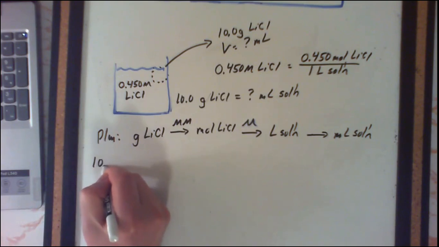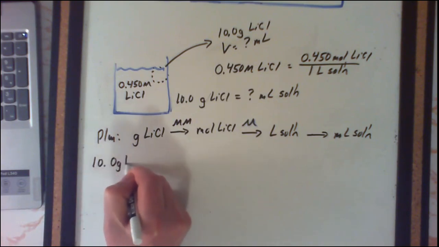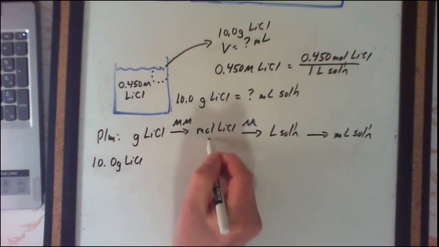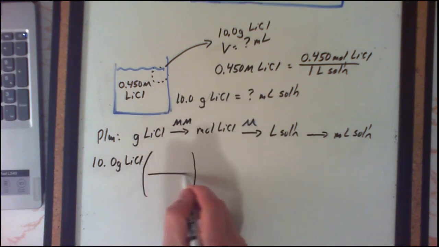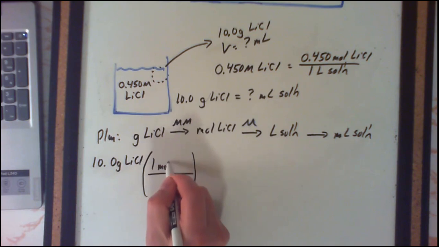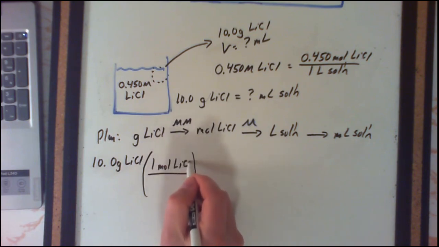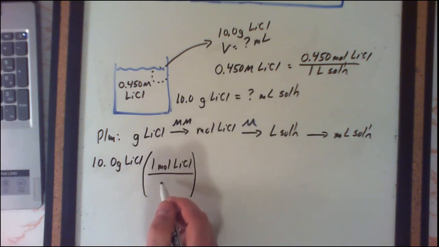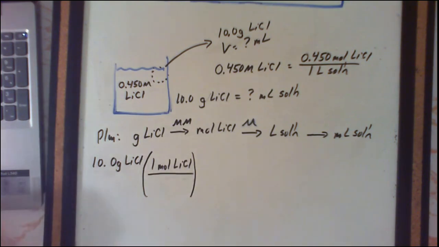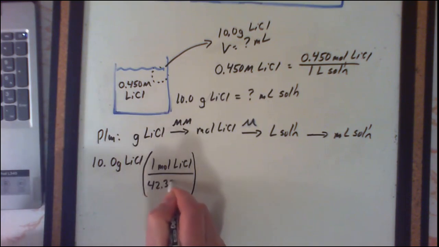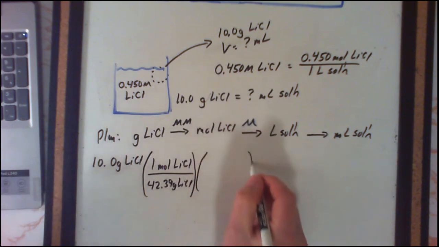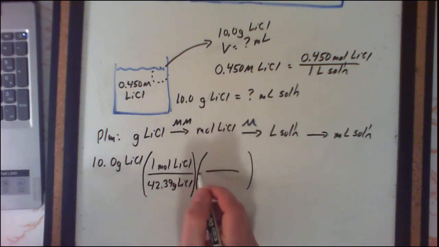The first step is to convert from grams of lithium chloride to moles of lithium chloride. To do that, we use the molar mass of lithium chloride. So we'll divide by the molar mass, as we've done many times before. The molar mass of lithium chloride is the mass of lithium, 6.94, plus the mass of chlorine, 35.45, for a total of 42.39. That allows us to convert from grams to moles.